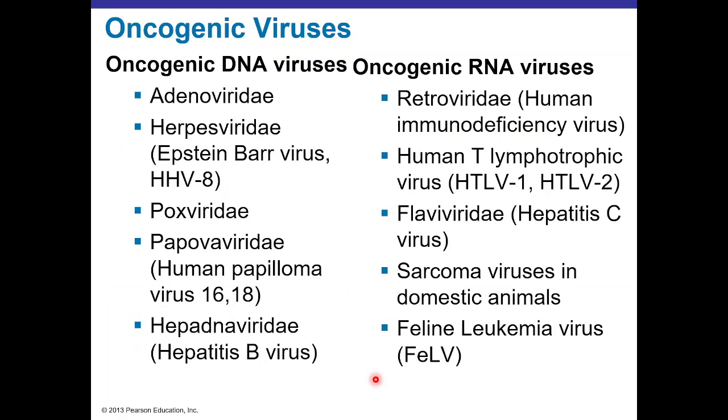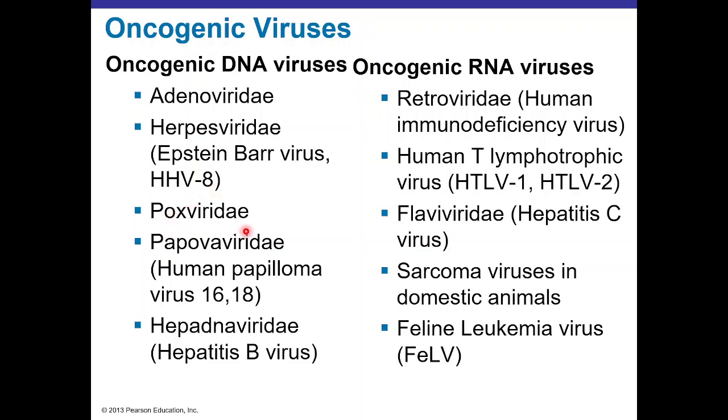We have different families of oncogenic viruses. So we have families of DNA viruses and families of RNA viruses. So DNA oncogenic viruses. Oncogenic means that they are capable of forming tumors. So we have adenoviruses, we have herpesviridae family members like Epstein-Barr virus, we have human herpesvirus type 8 that causes Kaposi sarcoma, which is a cancer in the skin and other tissues.